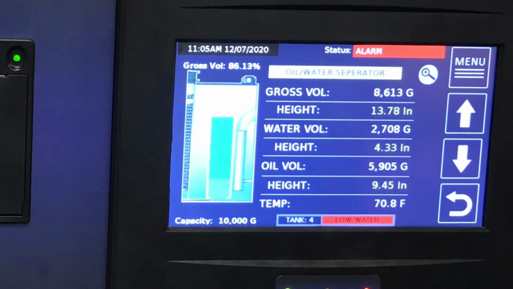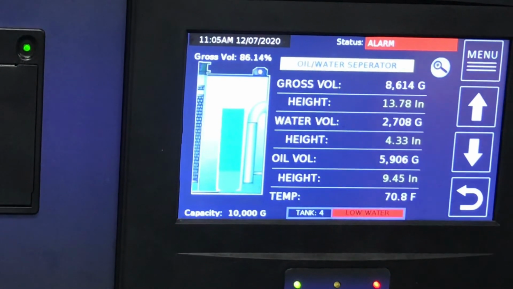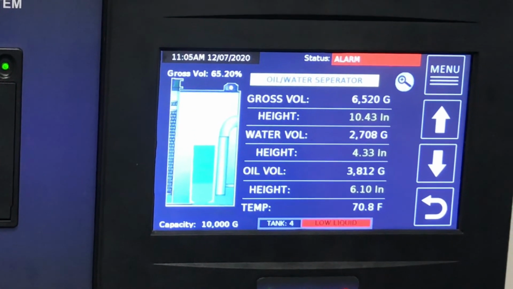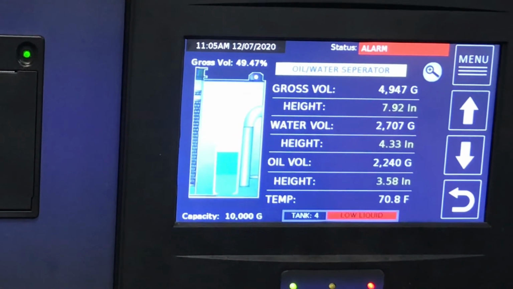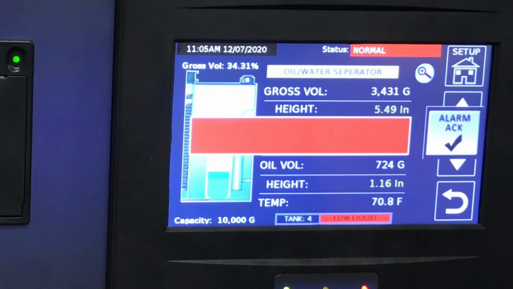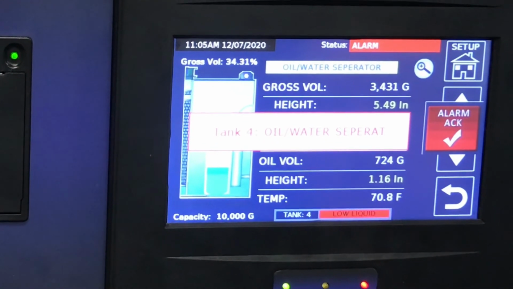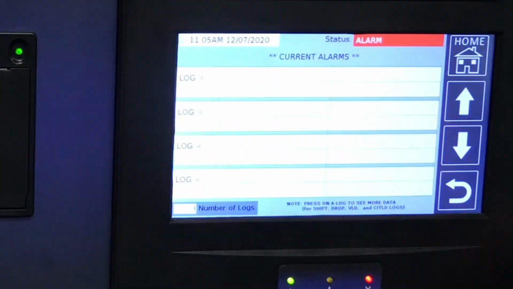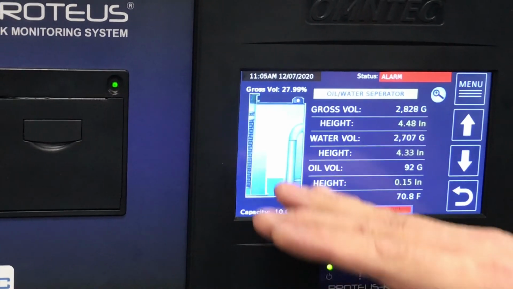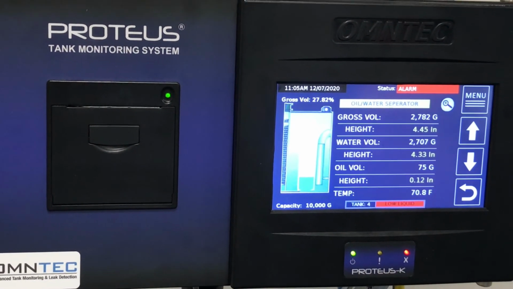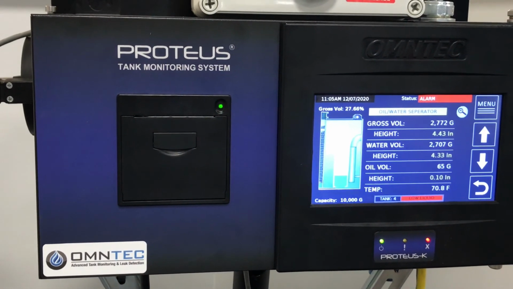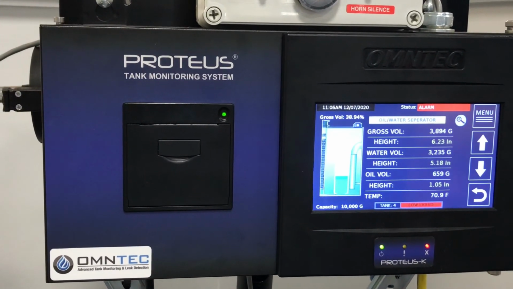The other way that you could get a low water alarm is that if for some reason the tank is being completely emptied or has a hole and both floats sink, you still would have your low liquid alarm, but now you see that the problem is caused by just overall low fluid. This completes the demonstration on the oil water separator.